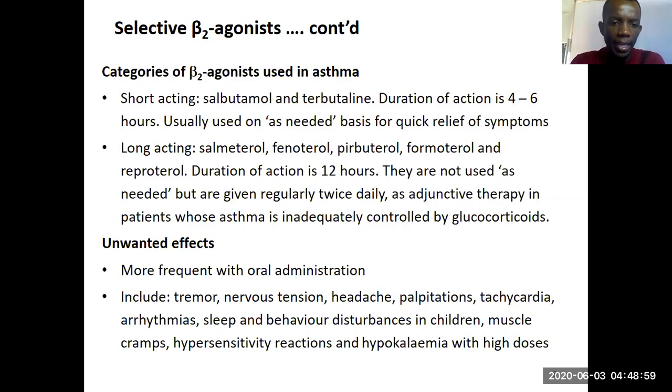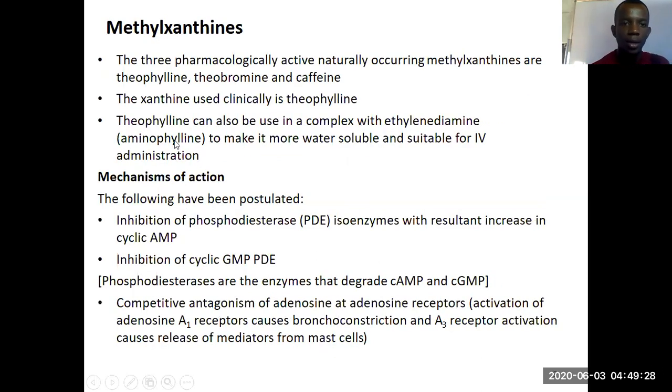Now, the side effects of these drugs, more frequent with oral administration, include tremors, nervous tension, headache, palpitations, tachycardia, arrhythmias, sleep and behavior disturbances in children, muscle cramps, hypersensitivity reactions, and hypokalemia with high doses. Okay, so those are some of the side effects that these drugs have.